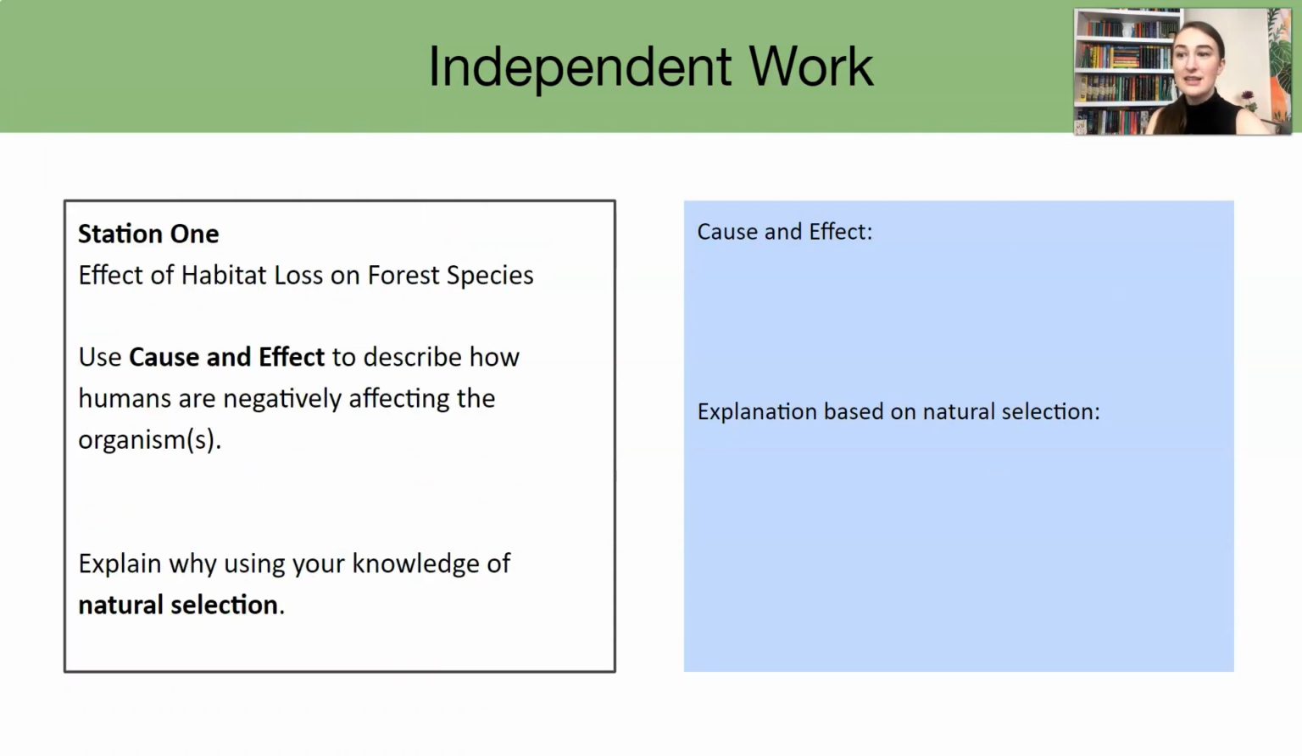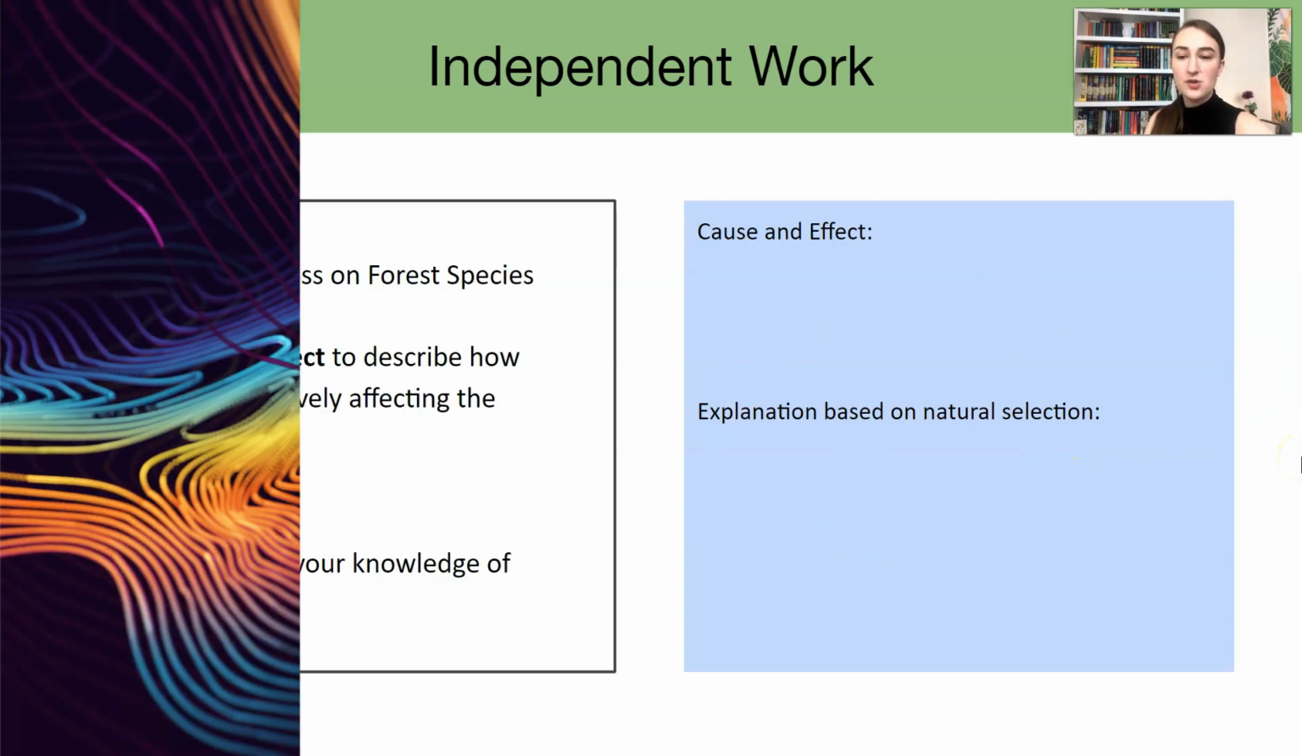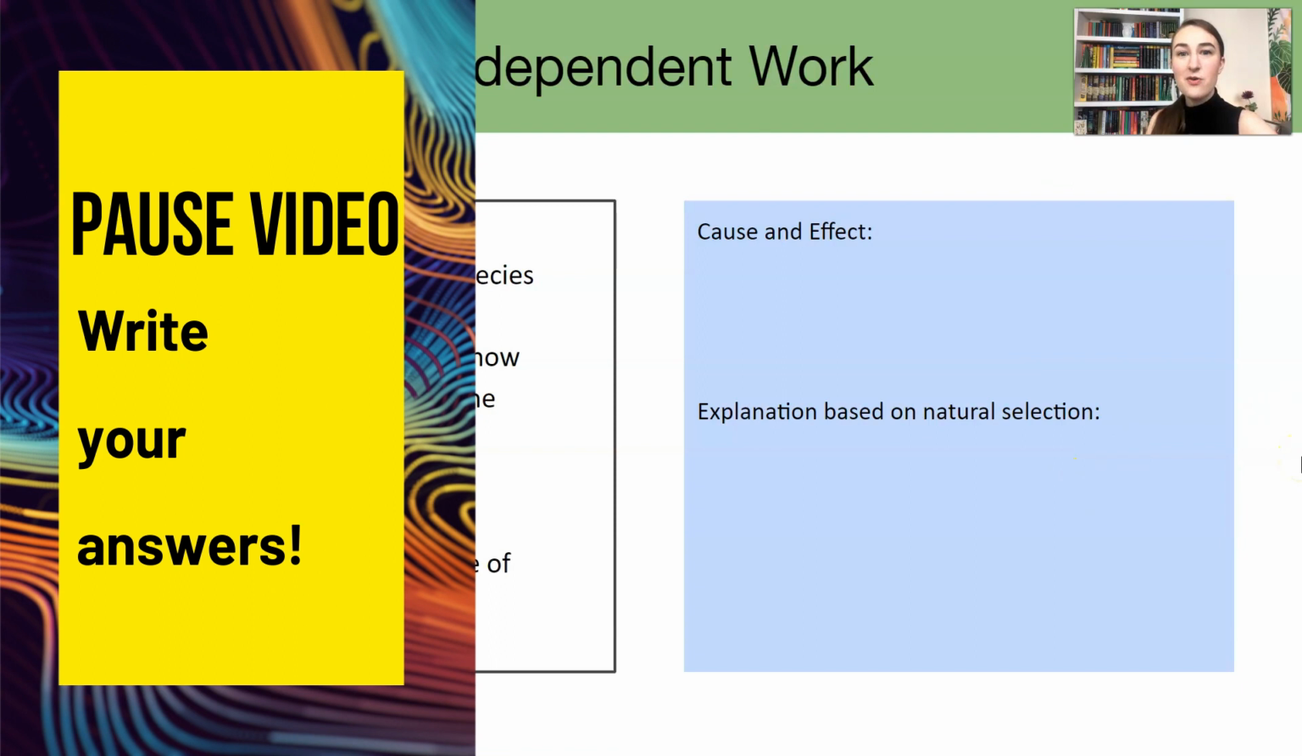All right, and we have our last set of answers that we need to complete. Station 1, effect of habitat loss on forest species. Use cause and effect to describe how humans are negatively affecting the organisms. So organisms like the tiger and the orangutan and the elephant. Explain why using your knowledge of natural selection. So write the cause and effect here and then your explanation on natural selection. Pause this video, complete this slide.